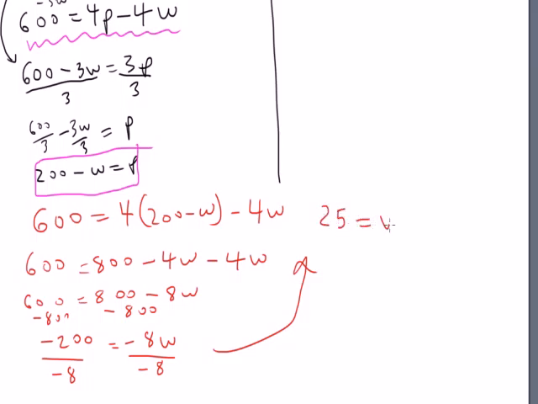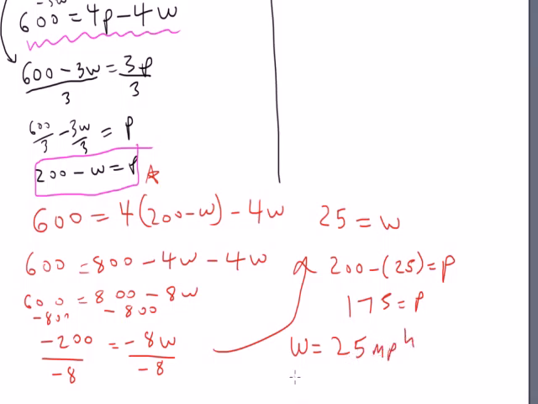25 equals w. I have my pink equation right here, already solved for p. I'll plug that in: 200 minus 25 should equal p, or 175 equals p. So the wind speed, w, should be 25 miles per hour, and the speed of the plane should be 175 miles per hour.